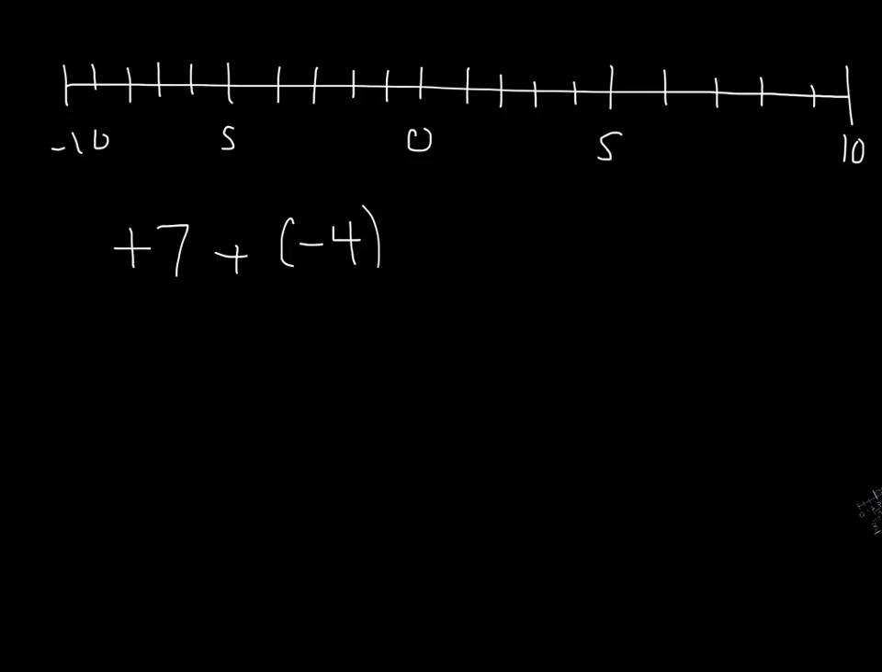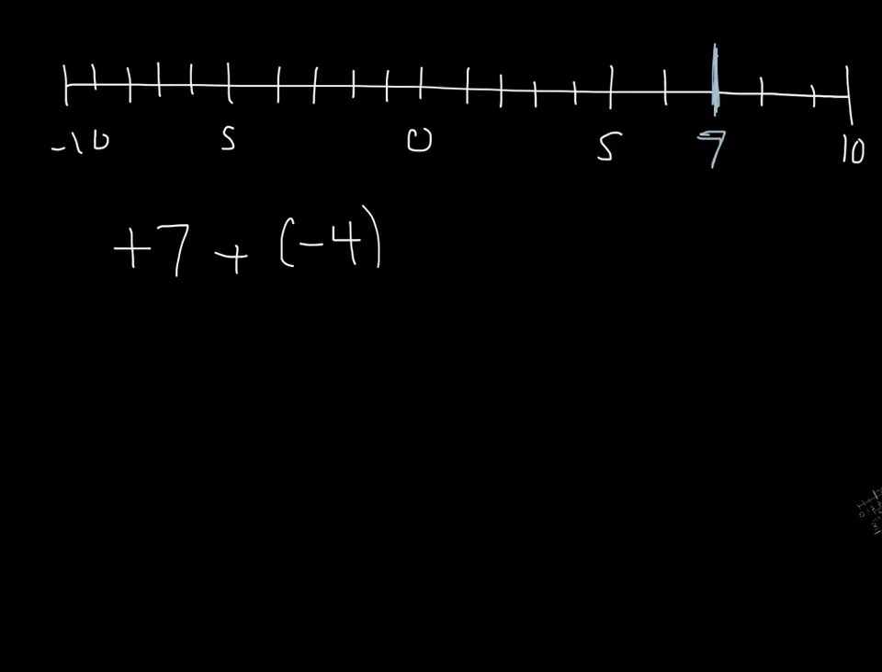Okay, so we're going to start at positive 7. Just like we've been doing, we'll go to 7, and here is 7 right here on the number line. Okay, and this time though we're not adding positive 4, so we're not getting further from 0. We're actually adding negative 4. And so if we're adding a negative 4, the negative numbers go to the left.